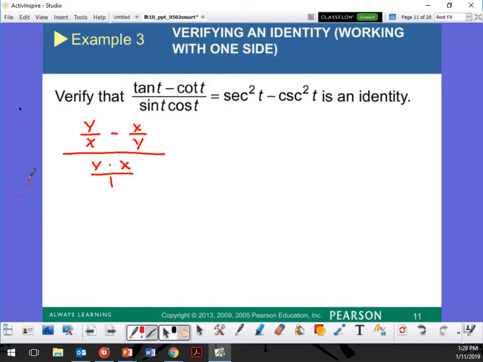Okay. So I'm going to take a look at the other side. The other side of this is secant squared. Secant is 1 over x. But this one's going to be squared, so it's going to be 1 over x squared, right?